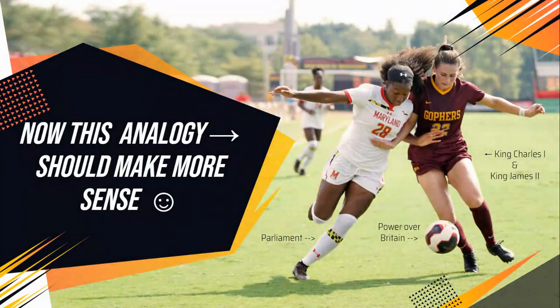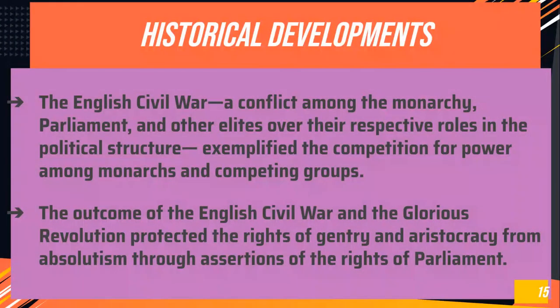And the whole time you've been using the soccer analogy, right? We have two sides fighting over the soccer ball. On the left we have Parliament, and on the right we have King Charles I and King James II, for the two wars that we talked about, fighting over power of Britain, who's going to win. And eventually we know that Parliament actually wins through Mary and William of Orange. Here are College Board's historical developments.